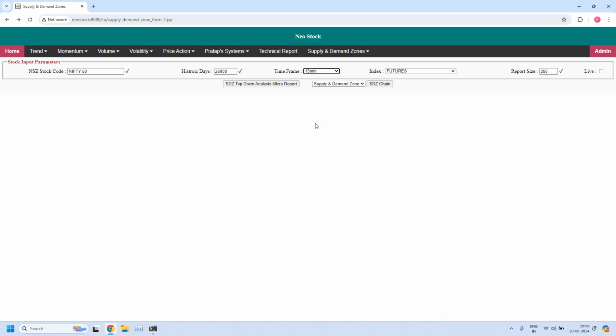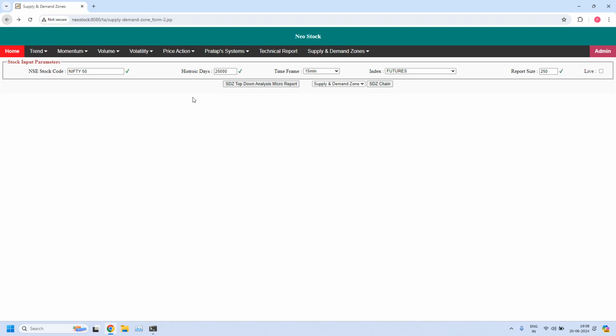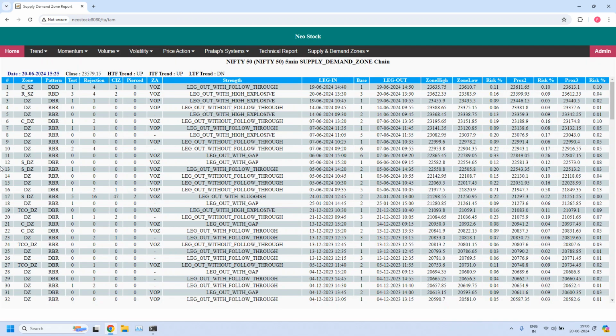Okay, let me go back. Changing the time frame to 15 minutes. So I am generating the chain for 15 minutes time frame. So in 15 minutes also a supply zone is created and also a demand zone is created today. So now I am going to generate the chain for 5 minutes time frame. So this is the 5 minute supply demand zone chain.